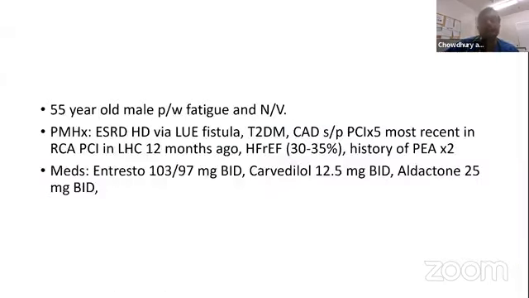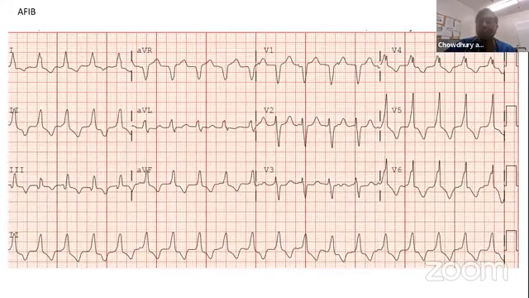So this is another one, with endocarditis, fistula, PCI, bad cardiomyopathy, and a history of PE and arrest in the past. Coming in with this EKG, how do you tackle this patient?